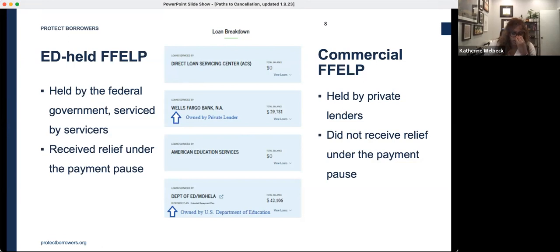Another way to find out is to log into studentaid.gov, and we're going to go through studentaid.gov in a little bit, and view your student loan dashboard. Once there, you'll be able to see if your loans are held by a private lender such as a bank, or if the lender is listed as the Department of Education. Finding out this information will enable you to tell if you're eligible for the debt relief plan announced in August.